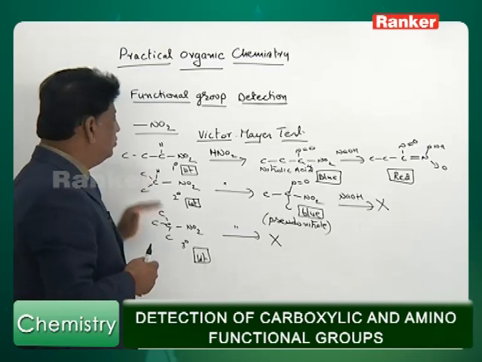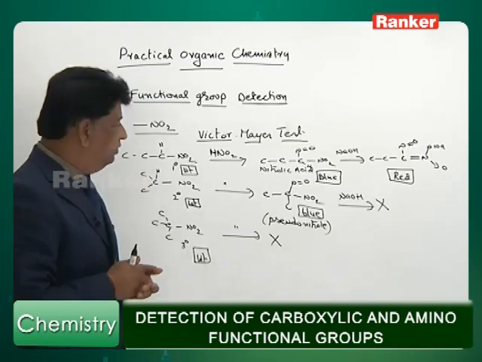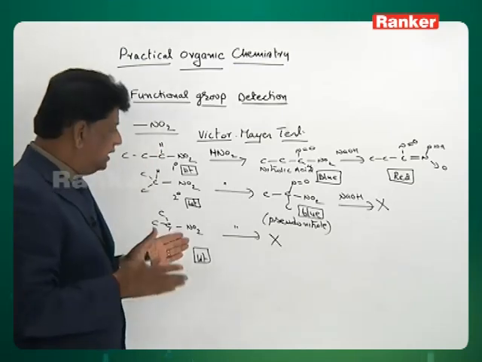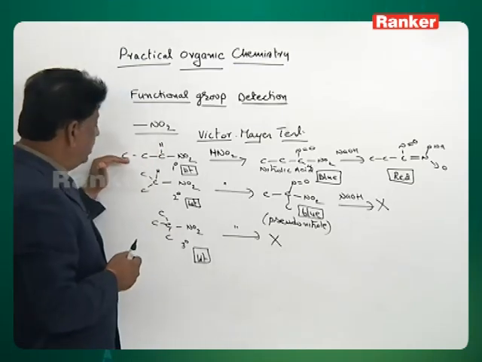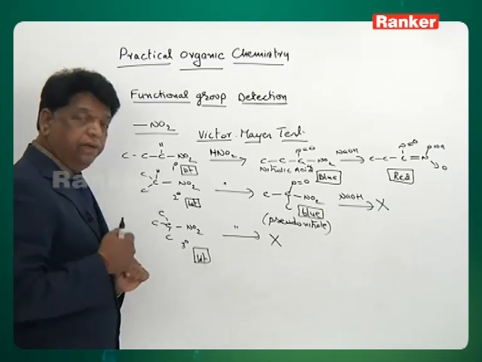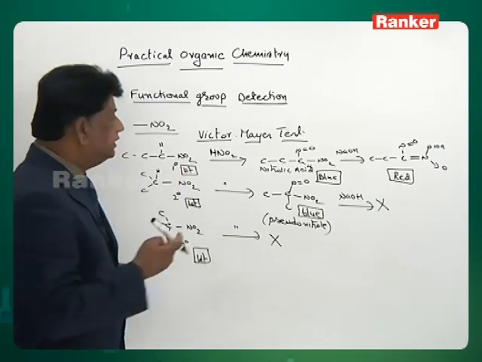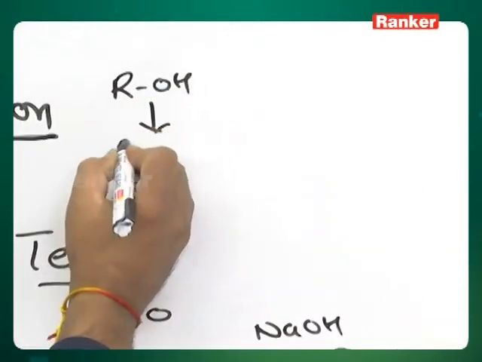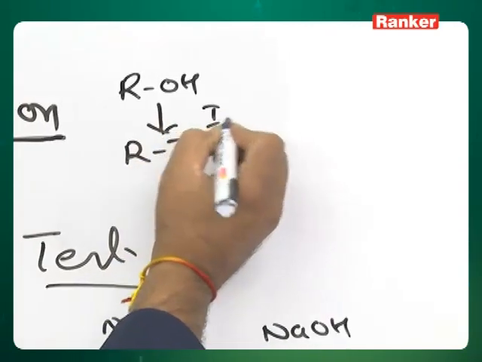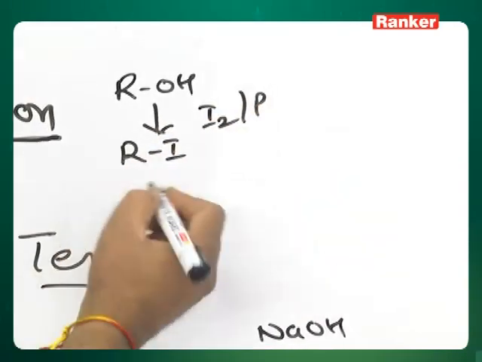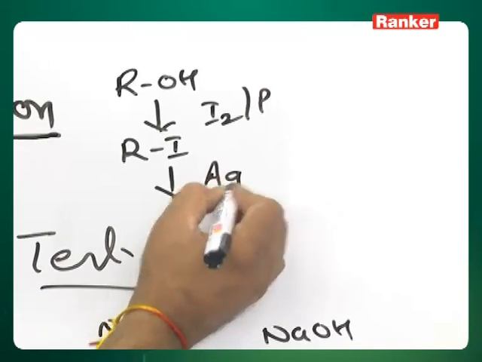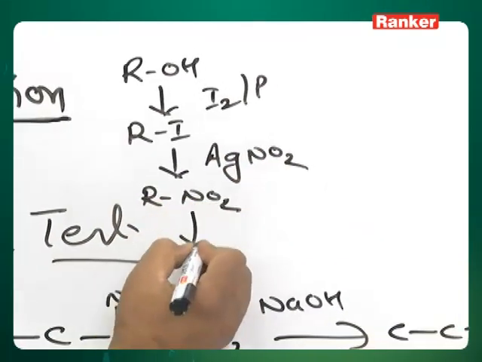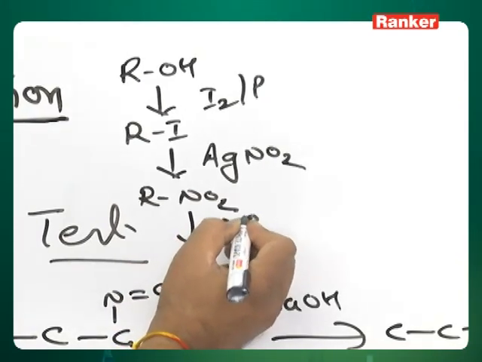So nitro compounds can be tested with the Victor-Meyer test, or the Victor-Meyer test can be extended to differentiate the nitro. In fact, even 1 degree, 2 degree alcohols can be tested with Victor-Meyer. First of all, alcohol is converted into the alkyl iodide by adding iodine and phosphorus. Then the alkyl iodide, by adding AgNO2, is converted to RNO2. Then apply this Victor-Meyer test.